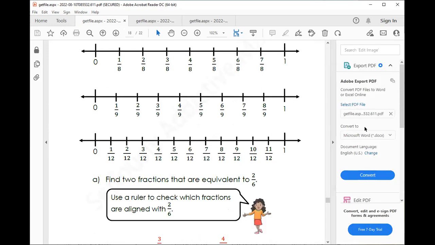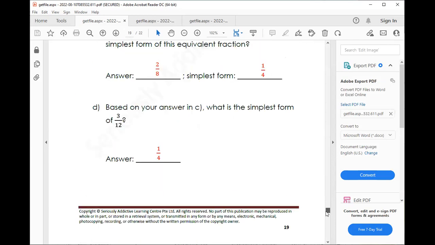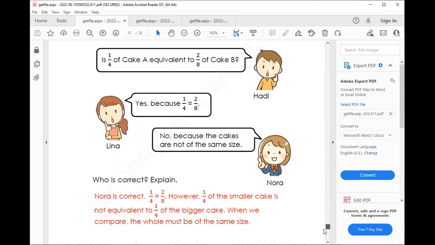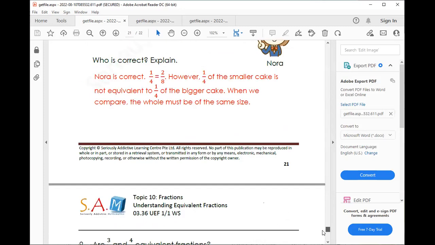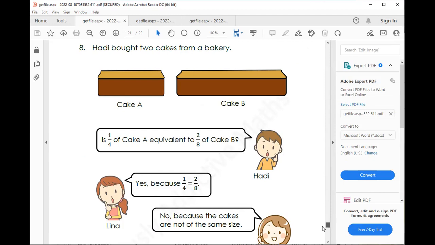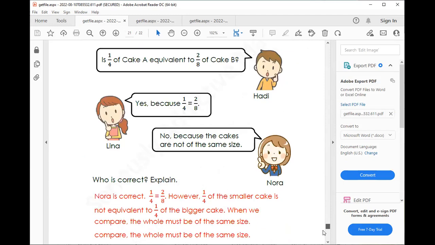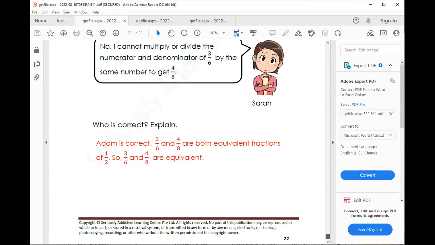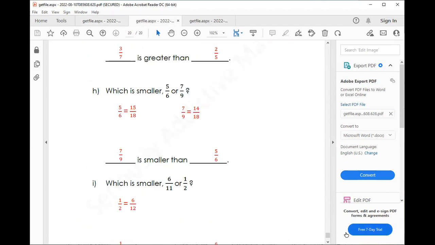And then we move on. Okay, I think it will be good to get them to do question 21, to get them to think about why a cake of 1 out of 4 is not equivalent to 2 out of 8 in this sense, because the whole is different. The size is different.